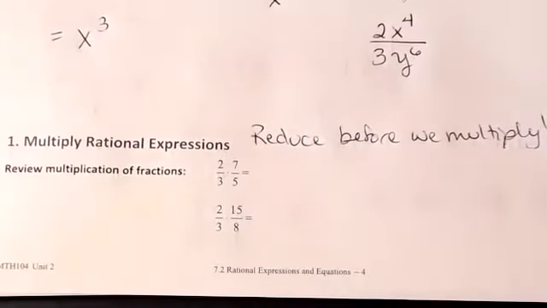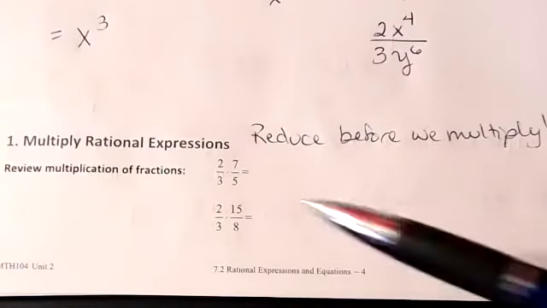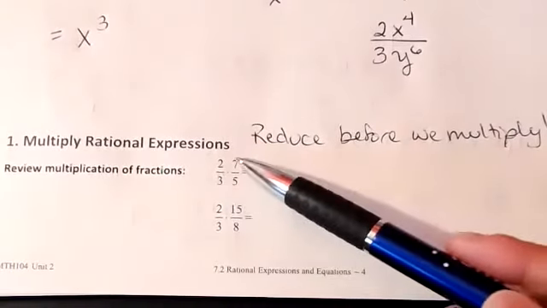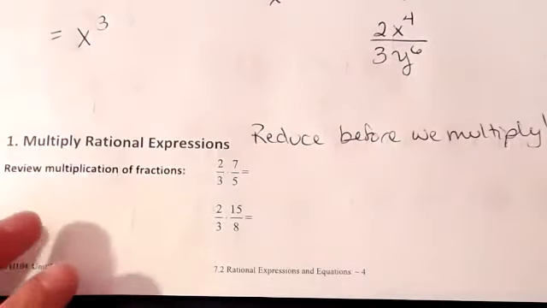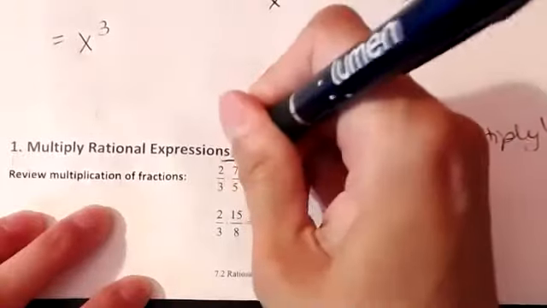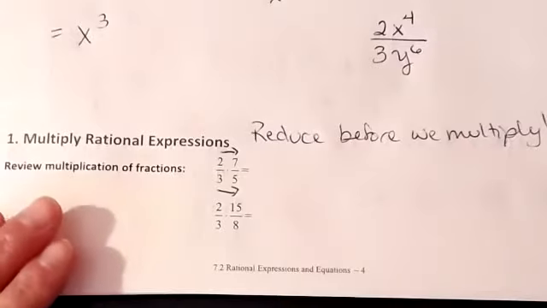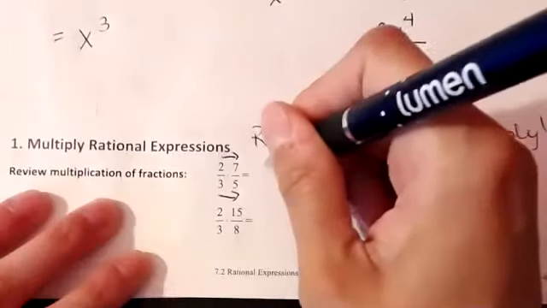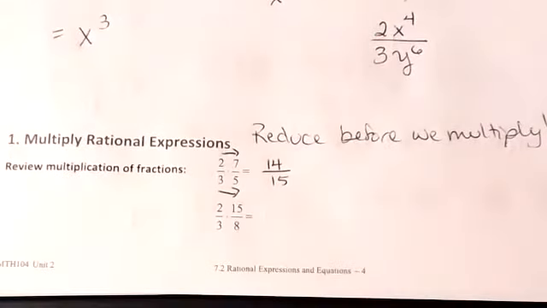So if I look at the 2 and the 5 or the 2 and the 3, there are no common factors. Same thing with the 7 and the 3 or the 7 and the 5, there are no common factors. So this is completely reduced, which means when I multiply fractions, I simply go numerator times numerator over denominator times denominator. So my answer in this case is 14 over 15. And I'm done there.